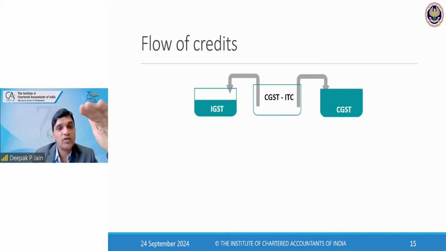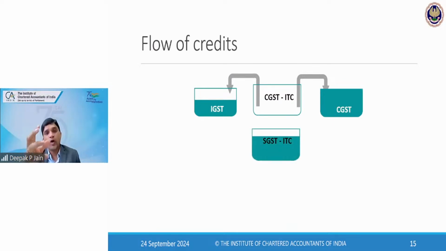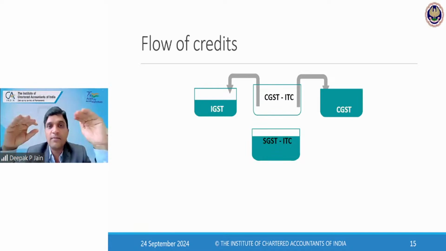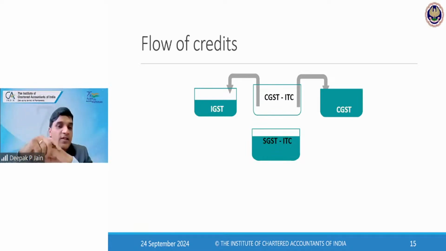So first you will utilize all of your input tax credit of CGST with your liability of CGST, and anything which is left out you will use it for any kind of liability of IGST. Next is you have another bucket of SGST credit. Till now, each of these are separate buckets. You can't mix all of them together. CGST bucket is separate, SGST bucket is separate, IGST bucket is separate. Each of them have different properties and different qualities.